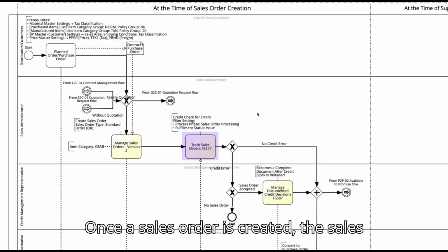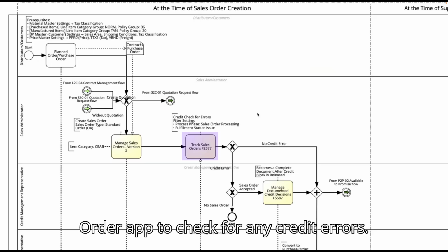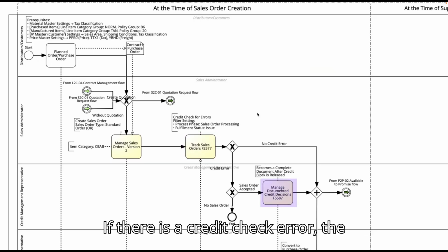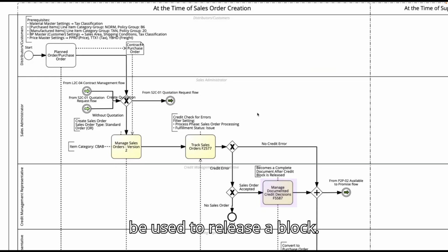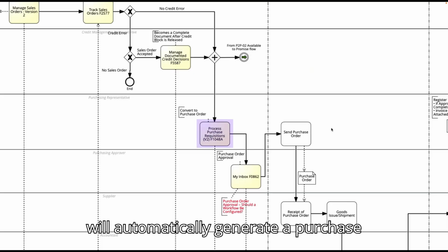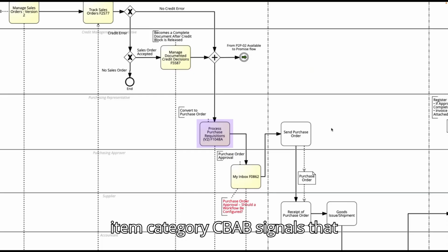Once a sales order is created, the sales administrator can use the Track Sales Order app to check for any credit errors. If there is a credit check error, the Manage Documented Credit Decision app can be used to release a block. If there is no credit error, the system will automatically generate a purchase requisition because the sales order with item category CBAB signals that procurement is required.